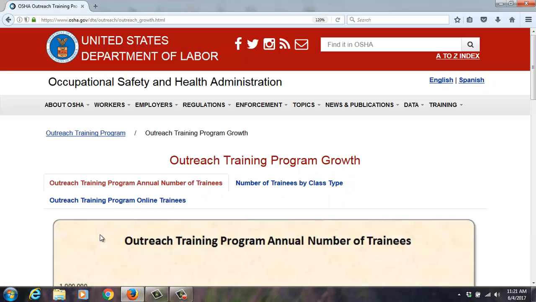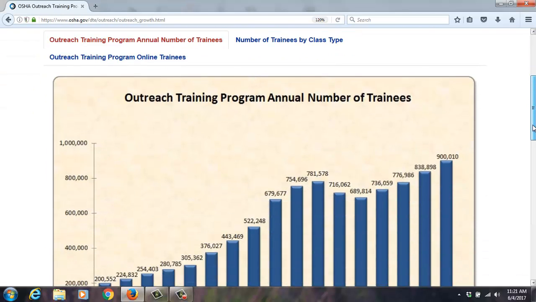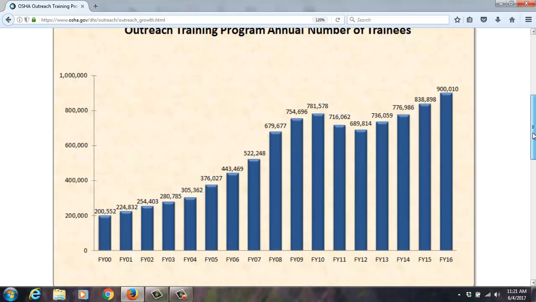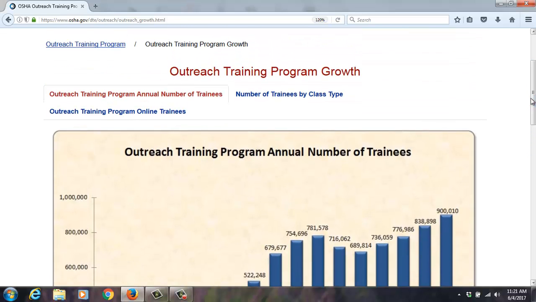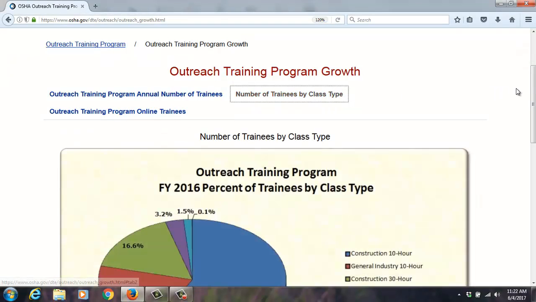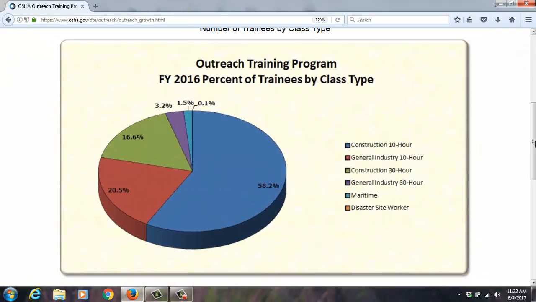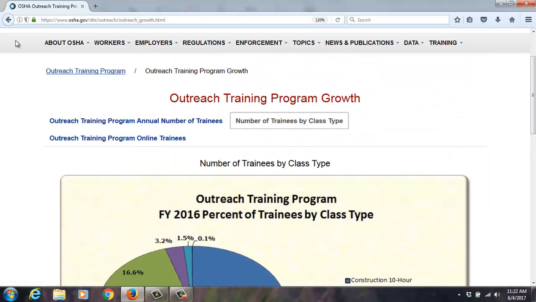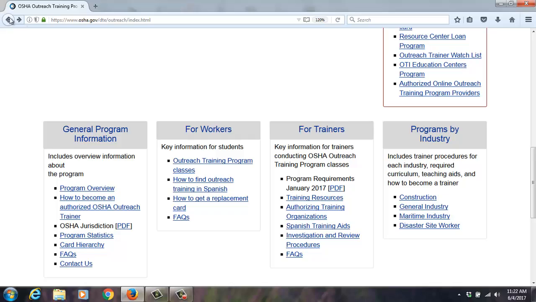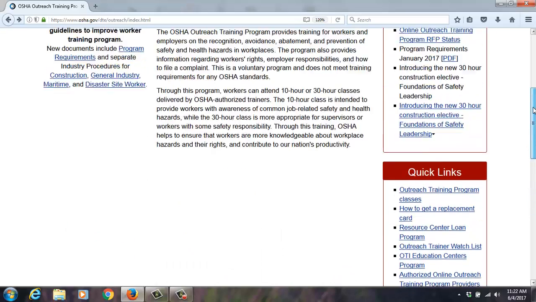Let's look at some program statistics. I believe there are 3 tabs here. It looks like fiscal year 16 was the highest on record for the number of people who were trained. Here's an interesting breakdown of the type of cards that were awarded. Construction 10-hour takes over half, almost 60%. General industry 10-hour wraps that up, so that gets up to 78%, almost 4/5. And then construction 30-hour, generally in the maritime and disaster. So those are the cards. If you're interested in that, the 10 tends to be for a worker, and the 30 tends to be for a supervisor.